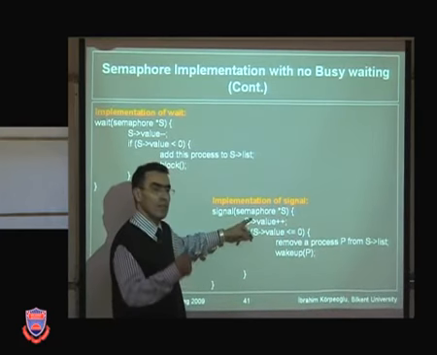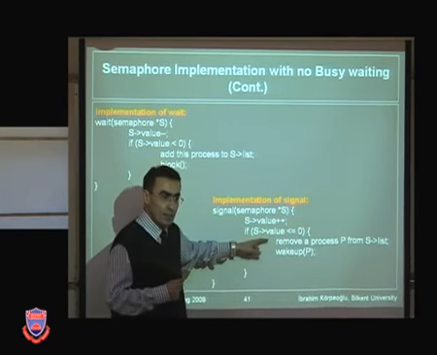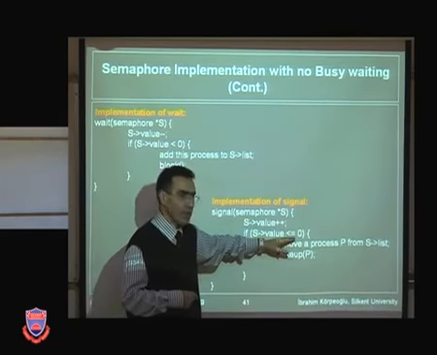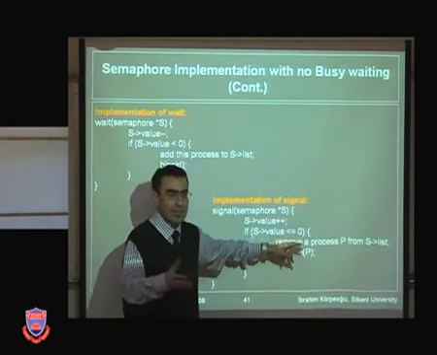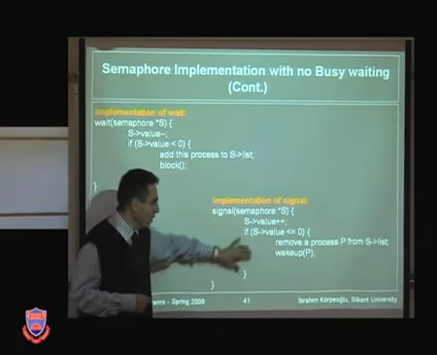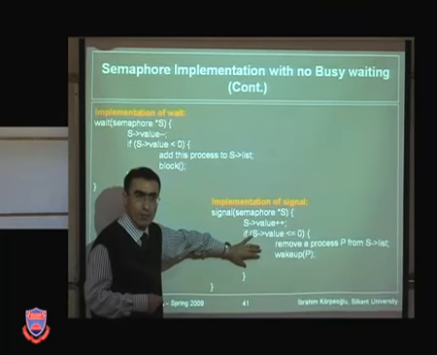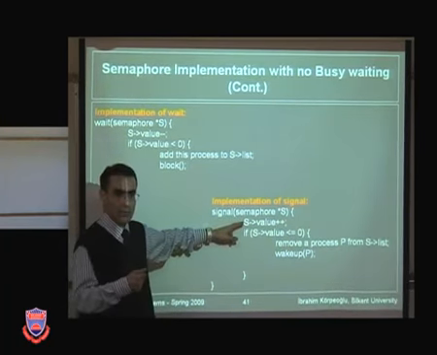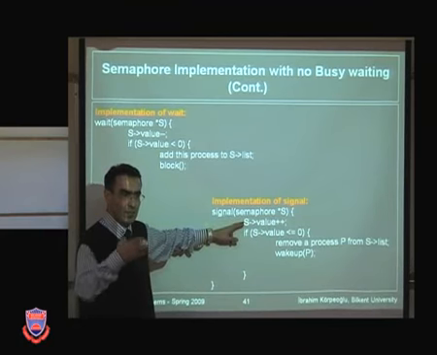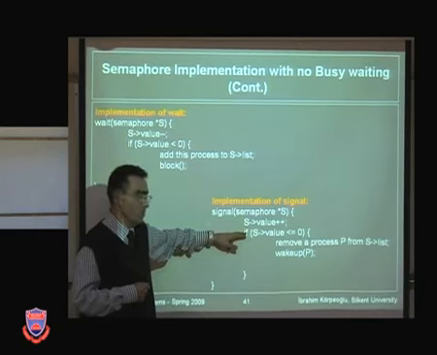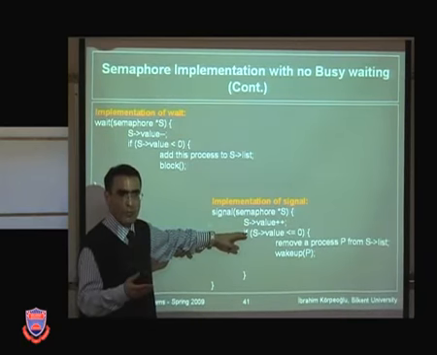If, however, after incrementing that, it is 1 or greater than that, that means the S value is not less than 0. That means there is no process waiting, so you are not going here to wake up a process. You just return immediately. So you increment the value. If after incrementation it is 1, that means the value was 0. So there was no process sleeping if the value was 0.